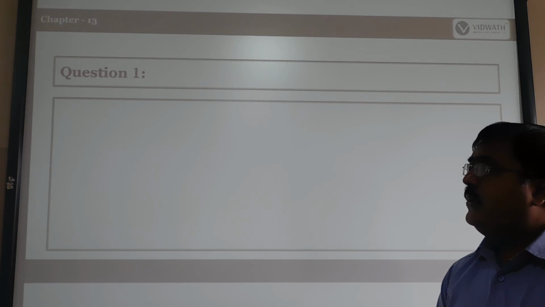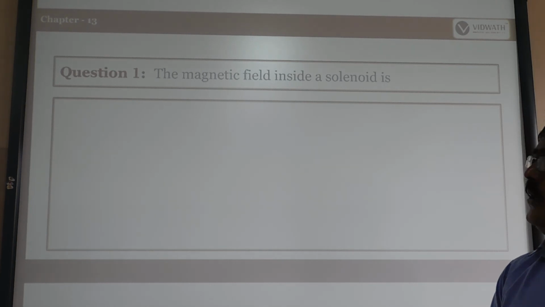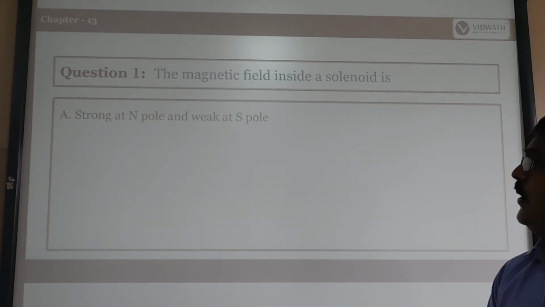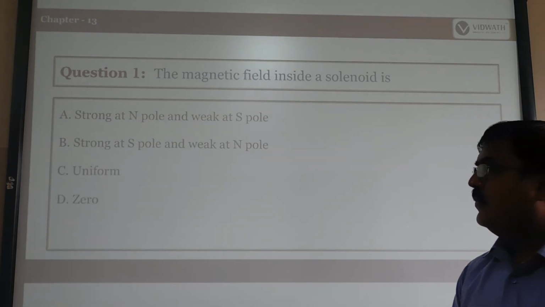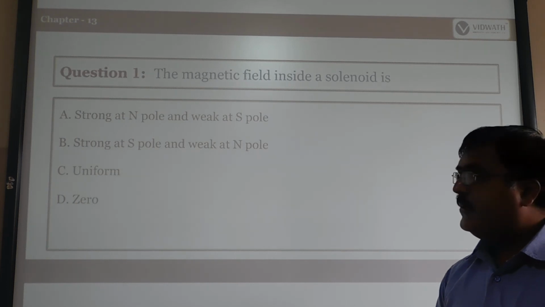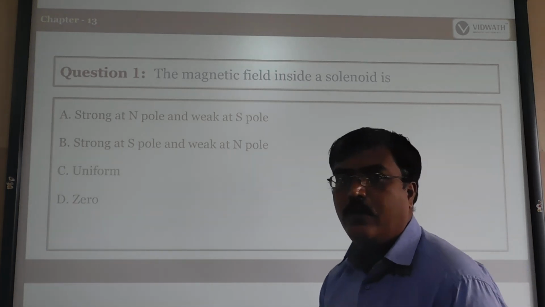Quick question here. The magnetic field inside a solenoid is: strong at the north pole and weak at the south pole; strong at the south pole and weak at the north pole; uniform; or zero. So the correct answer is uniform. It is not changing between the north pole and the south pole.